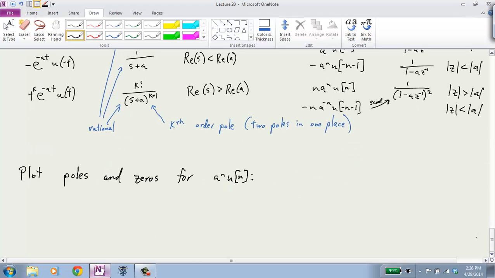Okay, so if that's x of n, then x of z, we already saw, is 1 over 1 minus a z inverse. But to plot poles and zeros, it'll be helpful for us, again, to get everything with positive powers, polynomials with non-negative powers, right? So let's multiply the top and bottom by z, and we get z over z minus a.